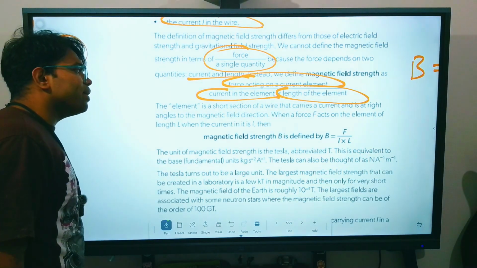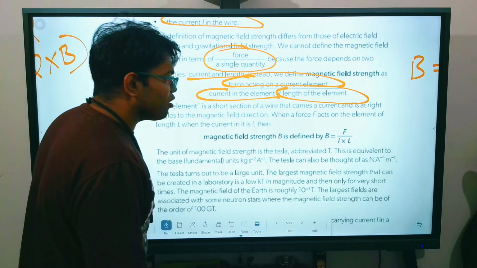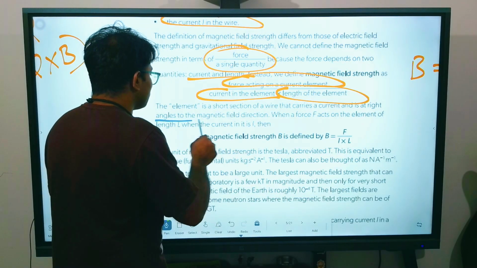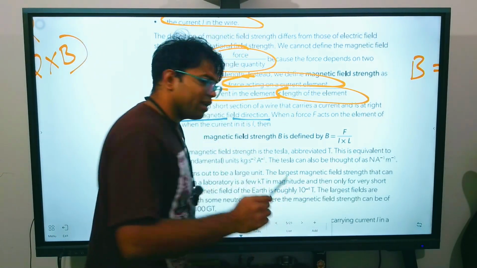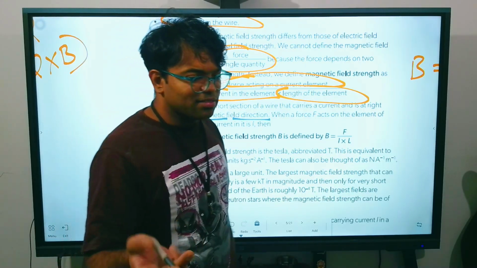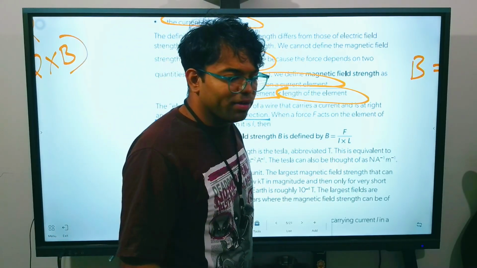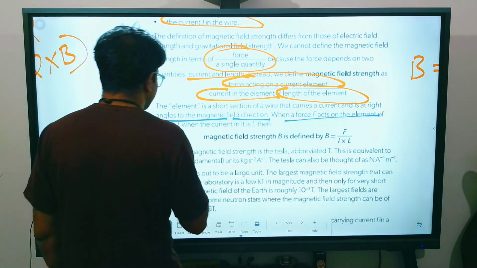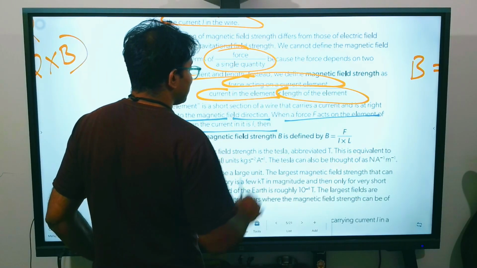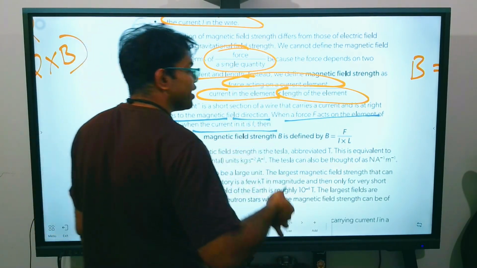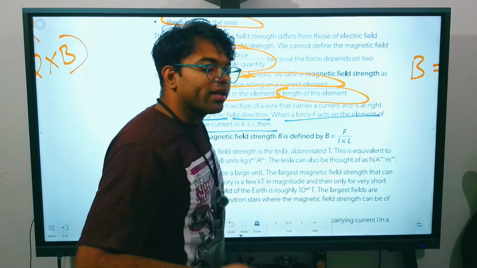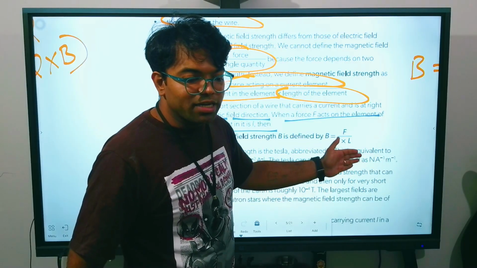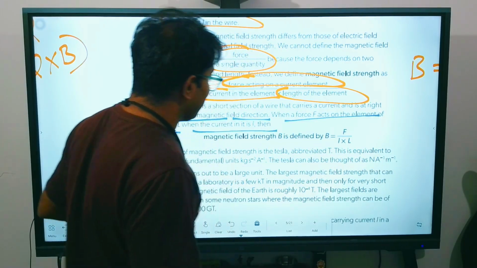Okay. The element is a short section of wire that carries a current and it is at right angles to the magnetic field direction. The direction of current is basically perpendicular to the magnetic field and it is also perpendicular to the force. When a force F acts on the element of length L, when the current I is in L, then the magnetic field strength B is defined as what? Magnetic field strength is F upon I multiplied by L.